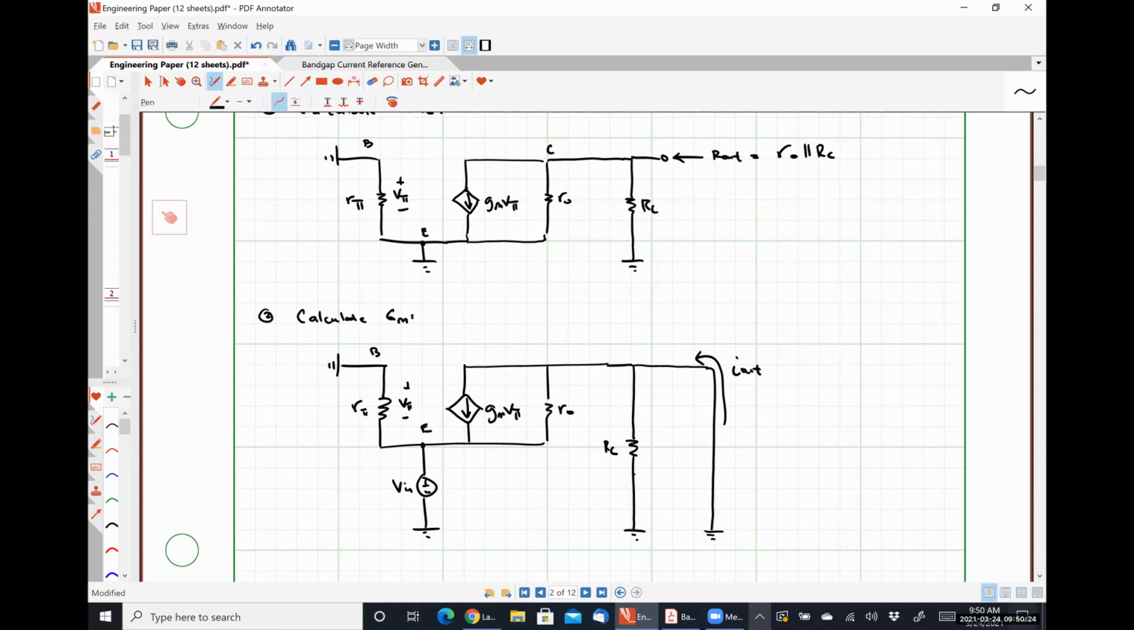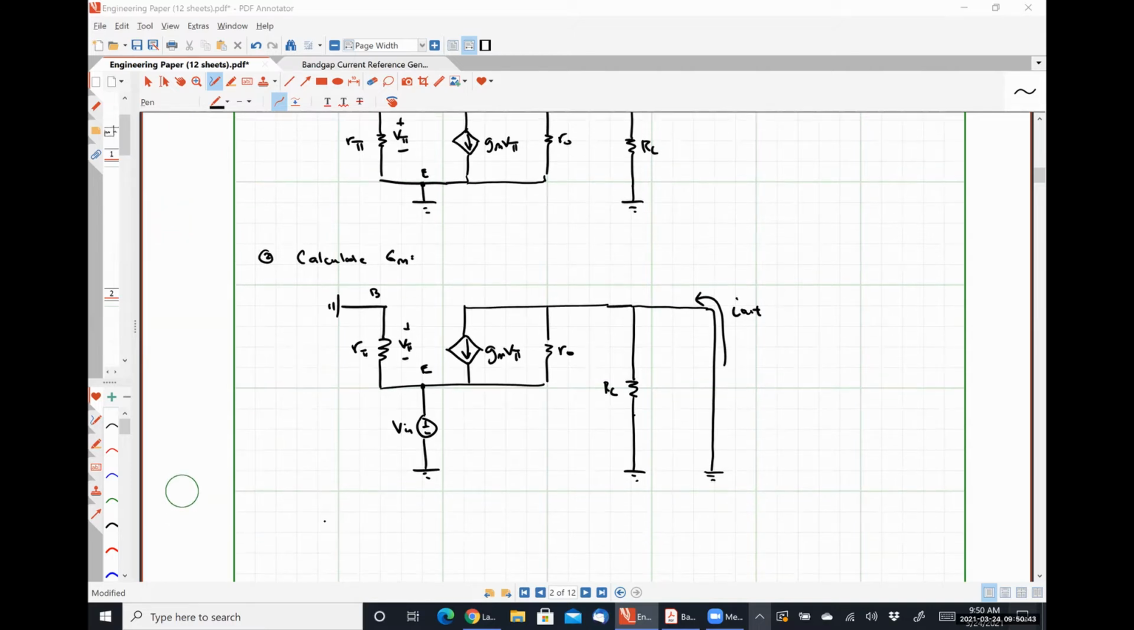So this allows us to observe something pretty easy, right? If this node is ground, that means this node up here is also ground, so no current can be flowing through that resistance RC, which gives us I out is simply going to be the current flowing down this way. So gmV pi plus the current flowing through that resistance R naught.